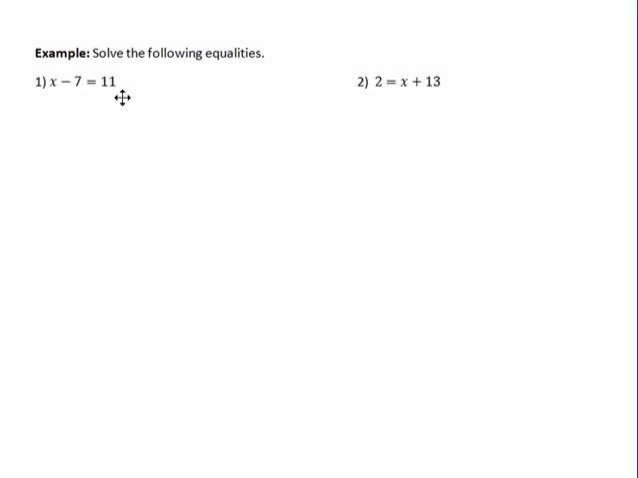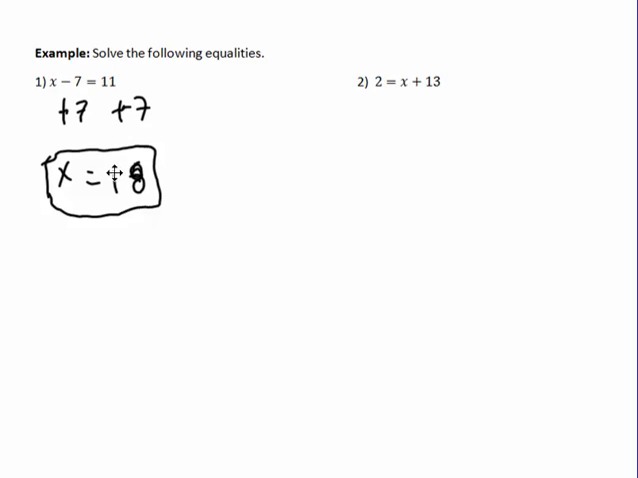X minus 7 equals 11. What would we do to both sides to solve for x? Well, here we're going to add 7 to both sides. That's a plus. And then we get x by itself equals, and 11 plus 7 is 18. Okay, well that's great. Now I know how to solve that problem. And again, this is something that we've already done.